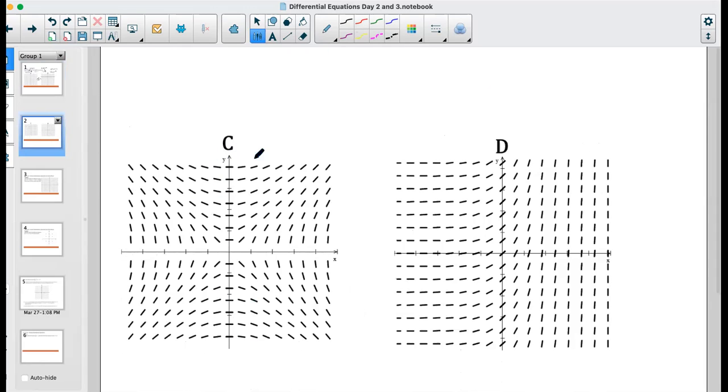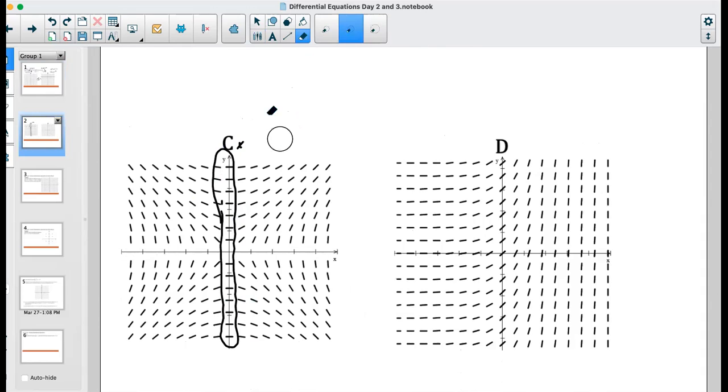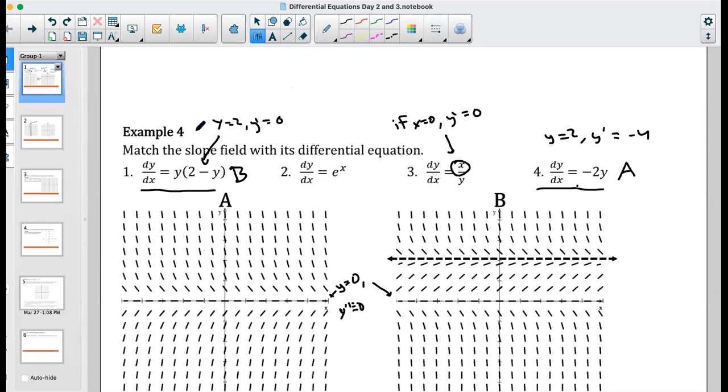I'm looking at these little slope lines. This y-axis is the place where y equals 0. Nope, where x is 0. And it appears that the derivative is equal to 0 there. And that's true for number 3, which means 3 has to match up with C, and which means 2 has to match up with D.